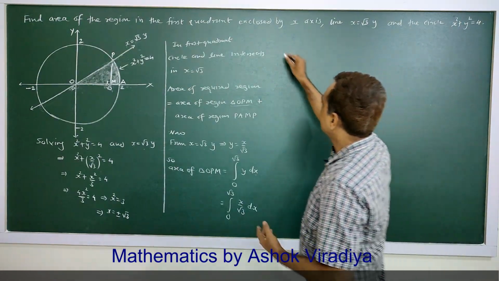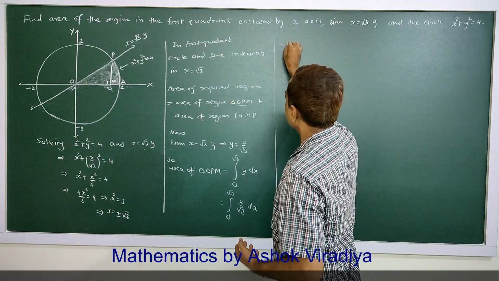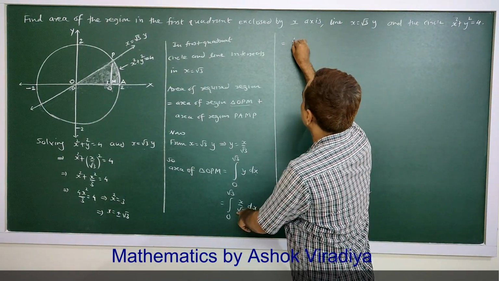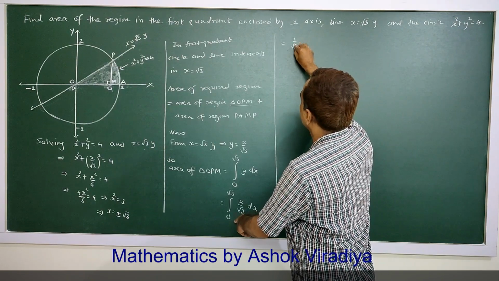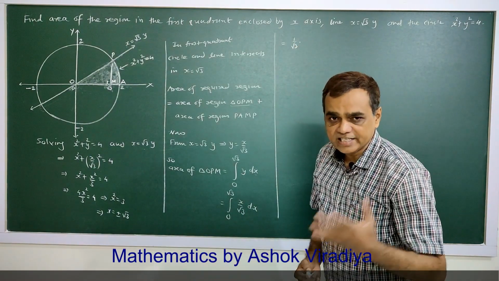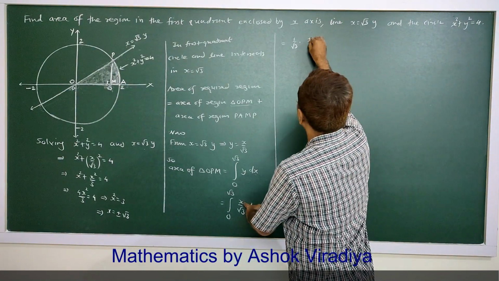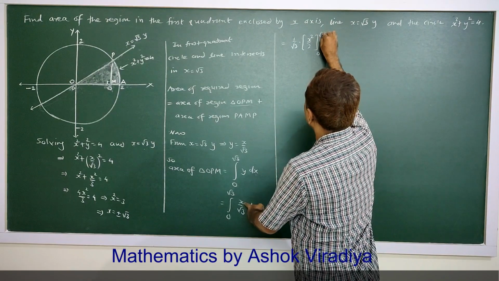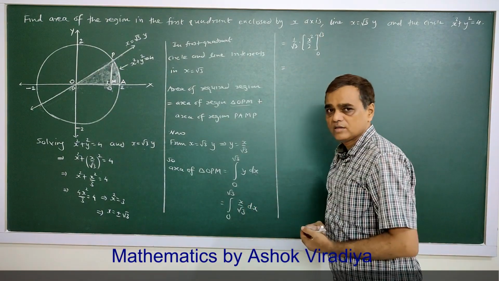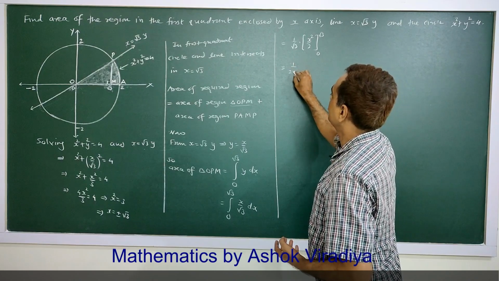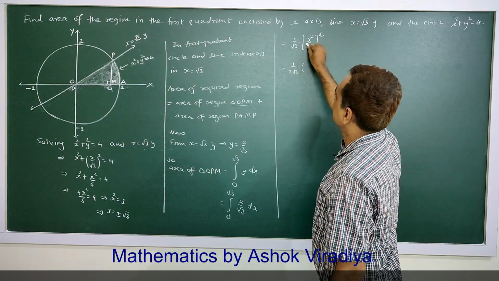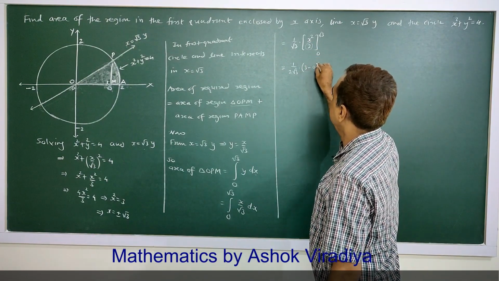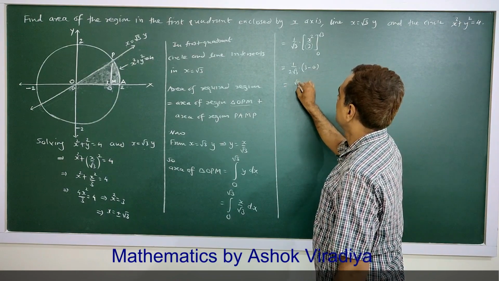So calculating the value, it is equal to the integral from 0 to root 3, 1 by root 3 taken outside, of x dx. The integral of x is x square by 2, from 0 to root 3. That is 1 by 2 root 3, with 2 taken outside. Now putting root 3 here, root 3 square is 3, 3 minus 0. So this is root 3 by 2.